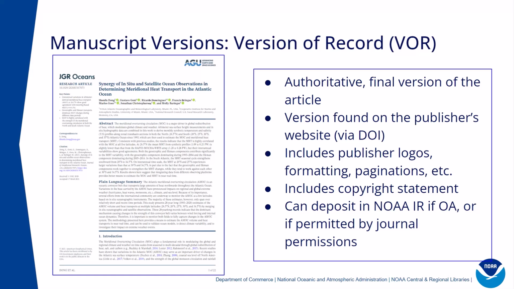Where that copyright statement is can vary depending on the publisher, but it will be on this version of the article. You can deposit a version of record with the repository if you have published open access. And by open access, I mean gold open access. So you've paid the article processing charge and your article is listed as open access with the journal. There are some publishers who are incredibly friendly and allow us to use the version of record even if you don't pay for open access. So an excellent example of this is AMS and AGU. So our friends here at AGU both permit us to use the version of record as opposed to a manuscript version. This is a case by case, journal title by journal title basis.